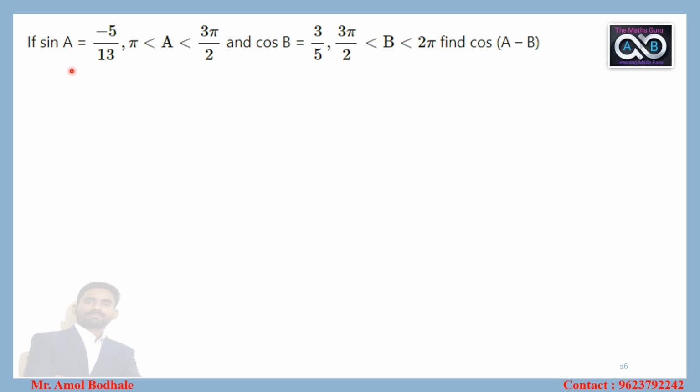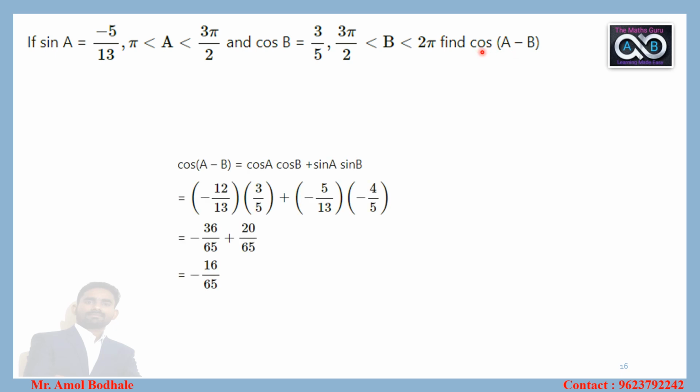Let's see the next example. The next example is again the same: sin A is minus 5 upon 13, where pi is less than A less than 3 pi by 2, and cos B is 3 upon 5, where 3 pi by 2 is less than B less than 2 pi. Find cos of A minus B. This is also a similar example to the previous one, but the question is about finding cos of A minus B.